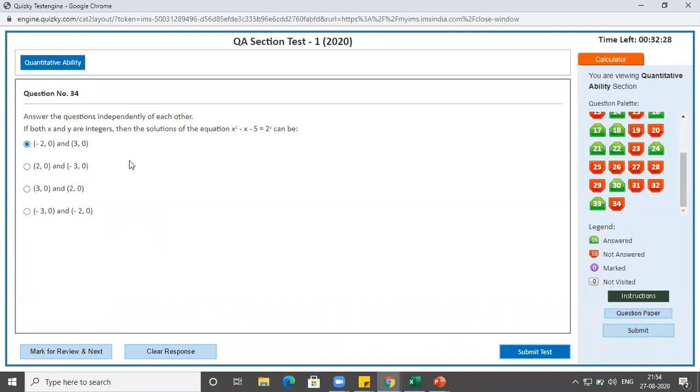4 minus 2, 9. Then 3 square minus 3, so 9 minus 3 is 6, minus 5. Okay, correct. Then 2, we have already rejected. Then minus 3 and minus 2. Minus 2 we already saw is an option. Minus 3 is going to be 9 plus 3, 12. Okay, no. Option A is the answer.